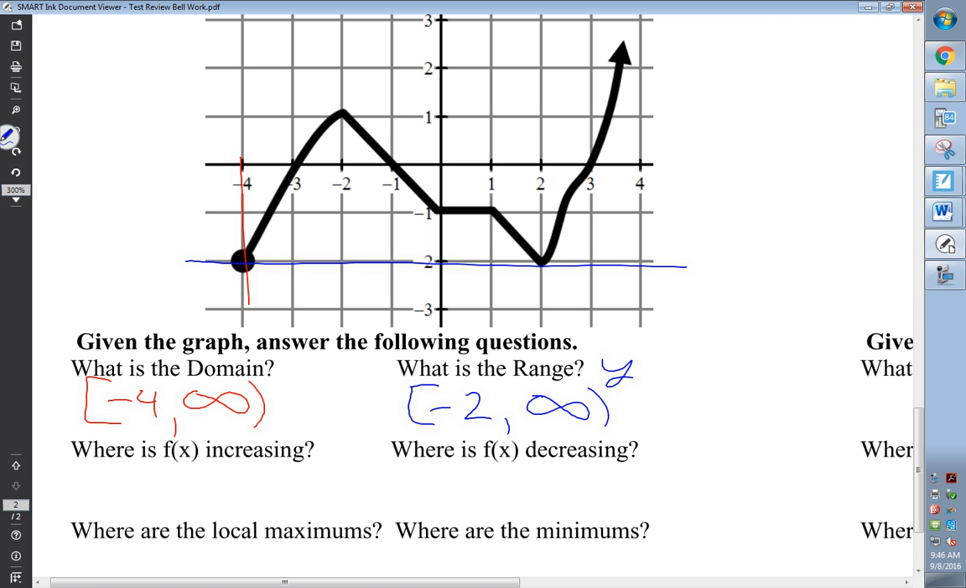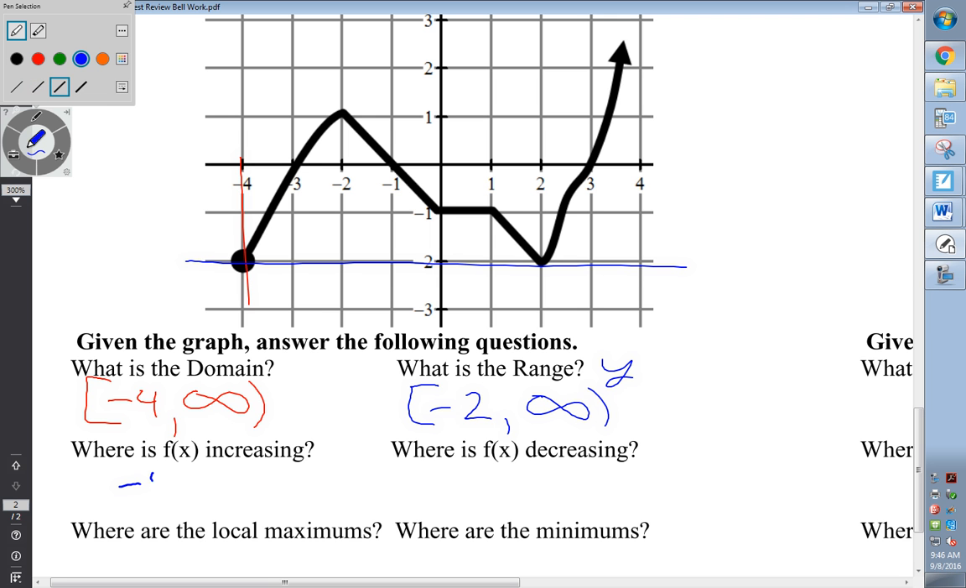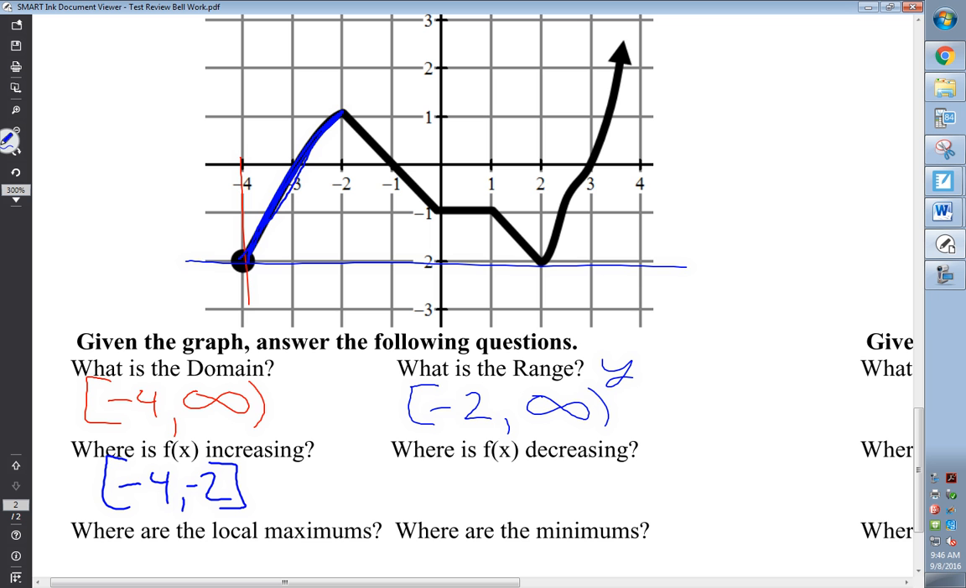Next part talks about increasing. Makai, what do you think about when you're saying the word increasing? Going up. So at the beginning of this graph, are you going up? From negative 4 until negative 2, that line is going up. So from negative 4 till negative 2, you're increasing. Remember, with increasing, it's always brackets. Good. From negative 4 to negative 2, I'm increasing.